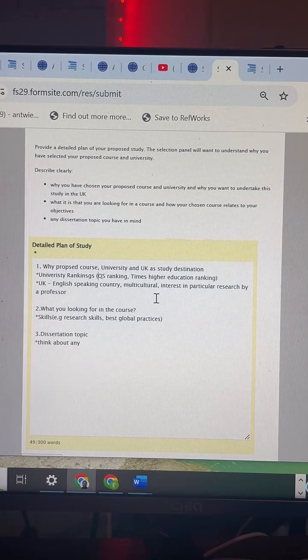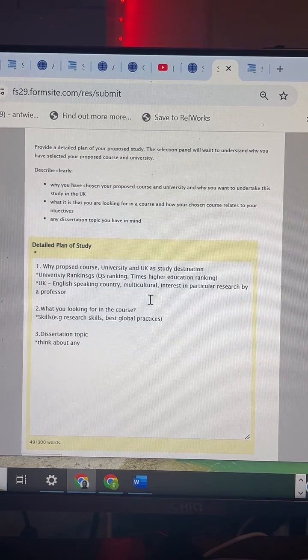And one of the things you can also mention would be maybe there is a particular professor within your school. And so if you have the interest of joining that professor, or you have the same research interest as that professor, you can mention that the professor will be the reason why you are applying to that university.